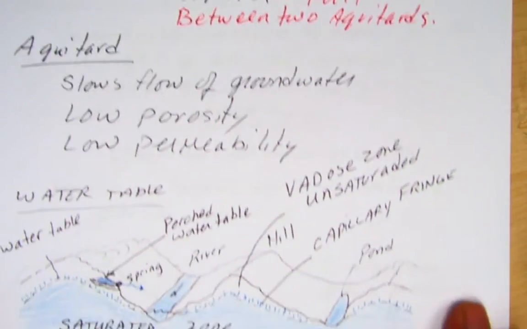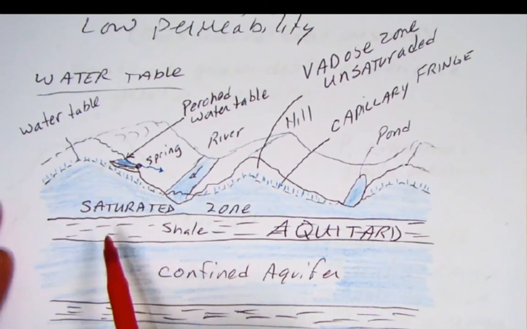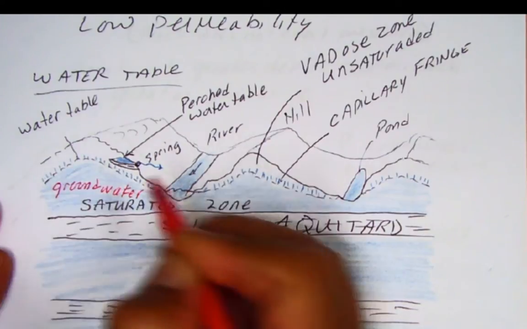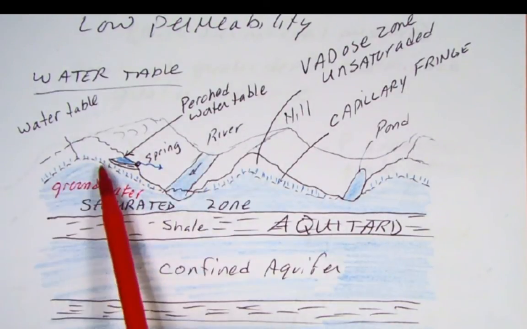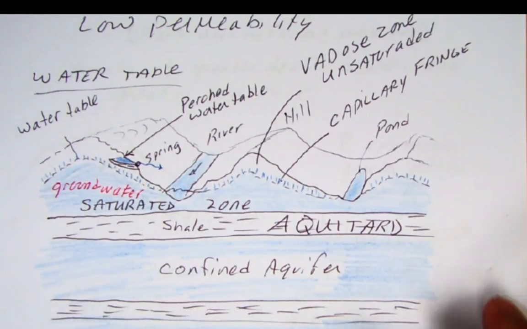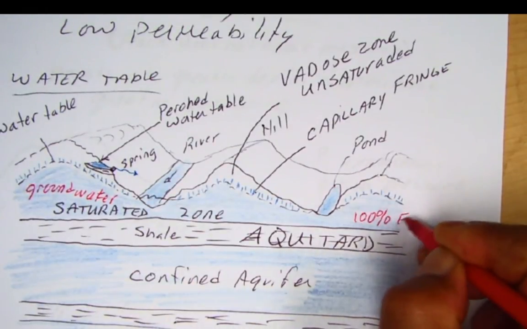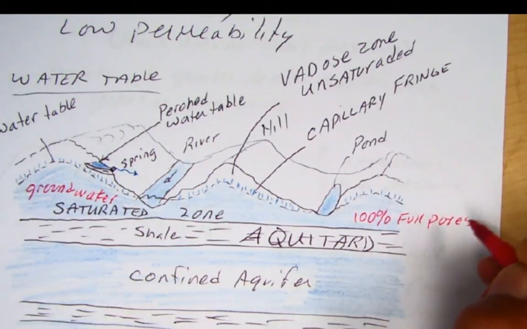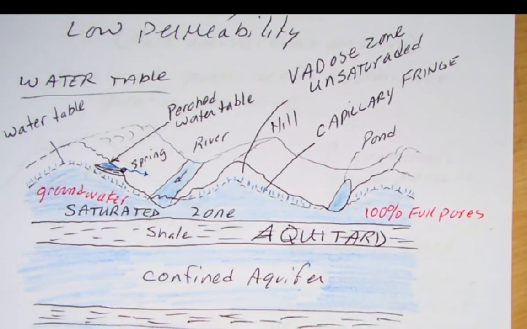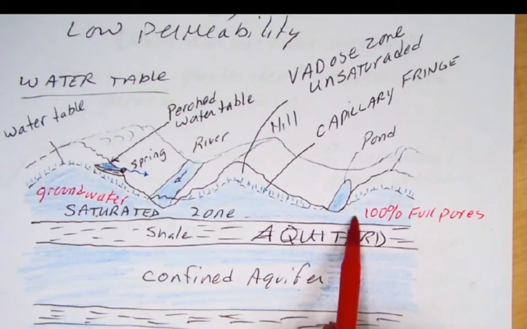And so if we look at our diagram down here, remember the water table will separate where groundwater exists. So groundwater is in the subsurface. So here's the water table, which separates where groundwater exists. And the other key thing about this groundwater is that we have 100% full pores. In other words, every pore space, every void is full of water. So that's where the groundwater exists. And so we call that the saturated zone.